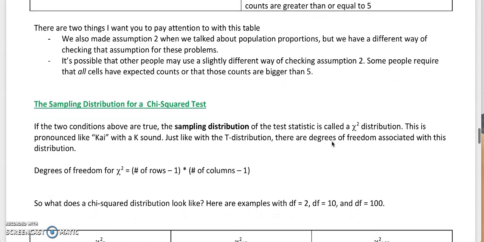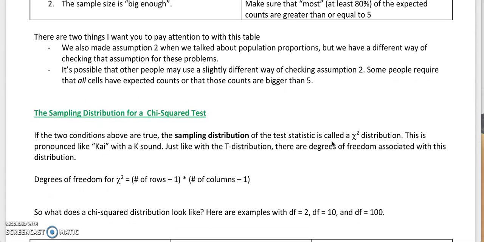So what is the sampling distribution for this chi-squared test? When we used the t-test statistic, we said that that followed a t-distribution. When we used a z-statistic, we said that that followed a standard normal distribution, which we also referred to as a z-distribution. And so it may not surprise you too much to learn that when we calculate a chi-squared test statistic, it will follow a chi-squared distribution. And just like the t-distribution, there's not just one chi-squared distribution, there's actually a lot of different chi-squared distributions, and they depend on degrees of freedom.